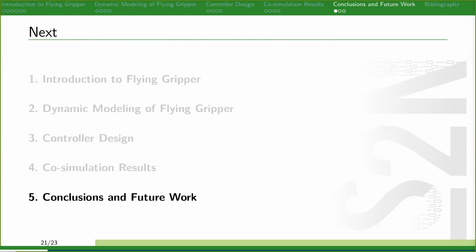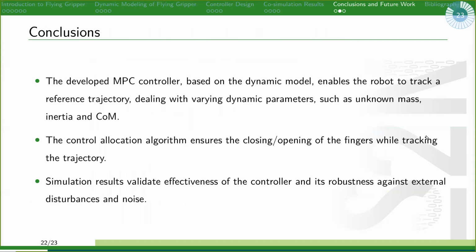Now, we will talk about the conclusion and the future work. The developed model predictive controller based on the dynamic model enables the robot to track a reference trajectory while dealing with varying dynamic parameters such as unknown mass, inertia, and center of mass. The allocation algorithm ensures the closing and opening of the fingers while tracking the trajectory. Simulation results validate the effectiveness of the controller and its robustness against external disturbances and noise.